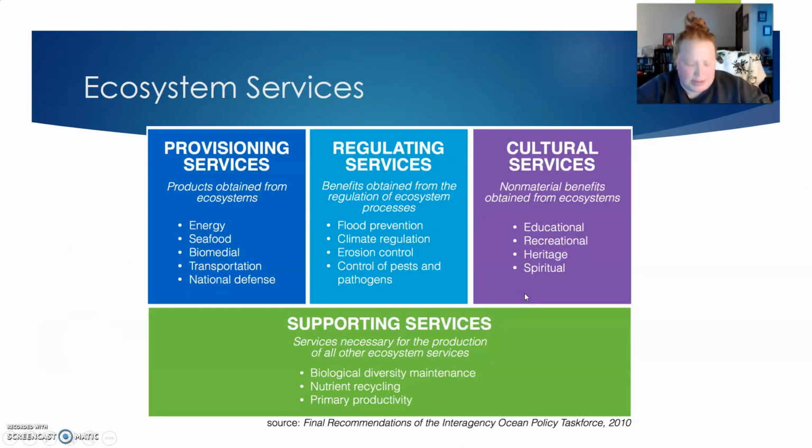Ecosystem services. This one we did not talk a ton about, but just know that ecosystems can provide, or do provide, services to humans. There are 4 categories. You have provisioning services. These are products that are obtained from ecosystems. I always think about it as provisions. So energy, seafood, biomedical, like getting medicines out of rainforests, transportation, national defense, all of these things can be ecosystem services, provisioning services.